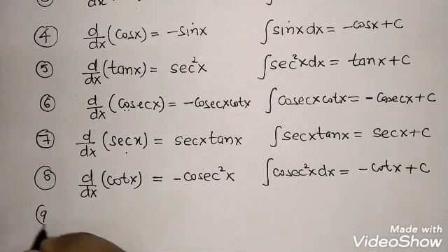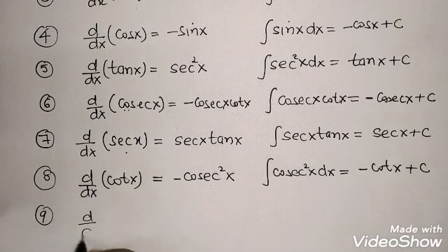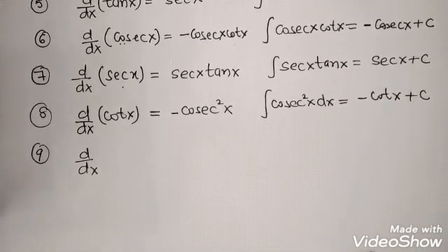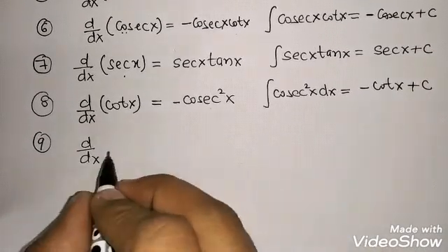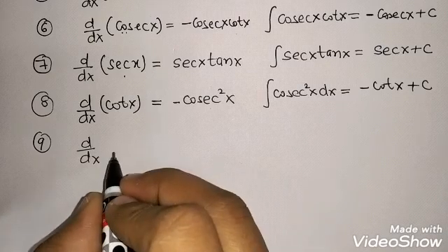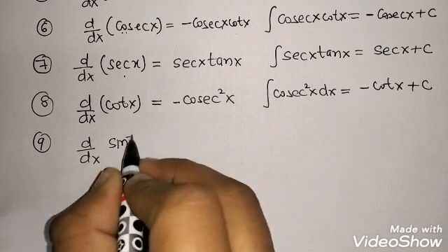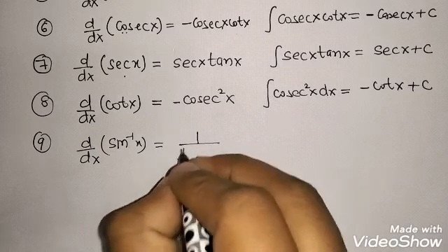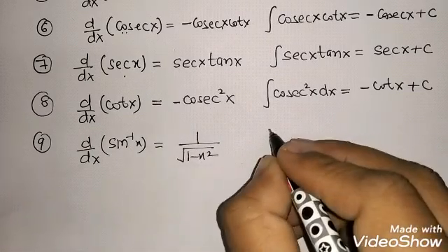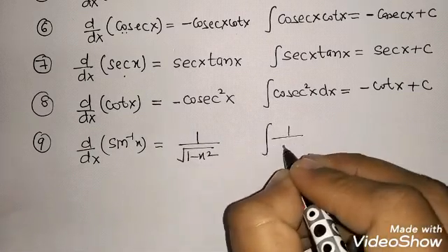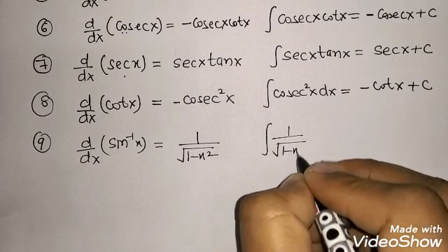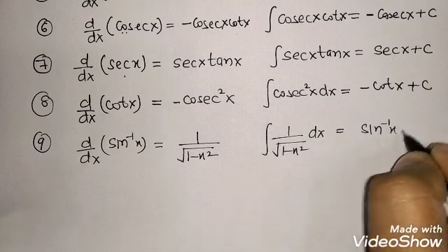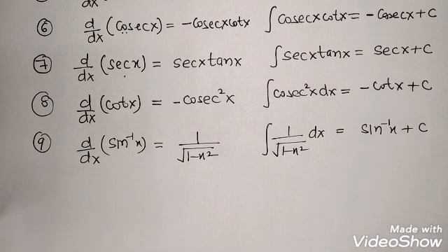Moving towards the next formula, that is the derivative of sine inverse x. We are dealing with inverse trigonometric functions right now. What is the formula for the derivative of sine inverse x? This is 1 upon root of 1 minus x square. So integration of 1 upon root of 1 minus x square dx is equal to sine inverse x plus c. So easy.